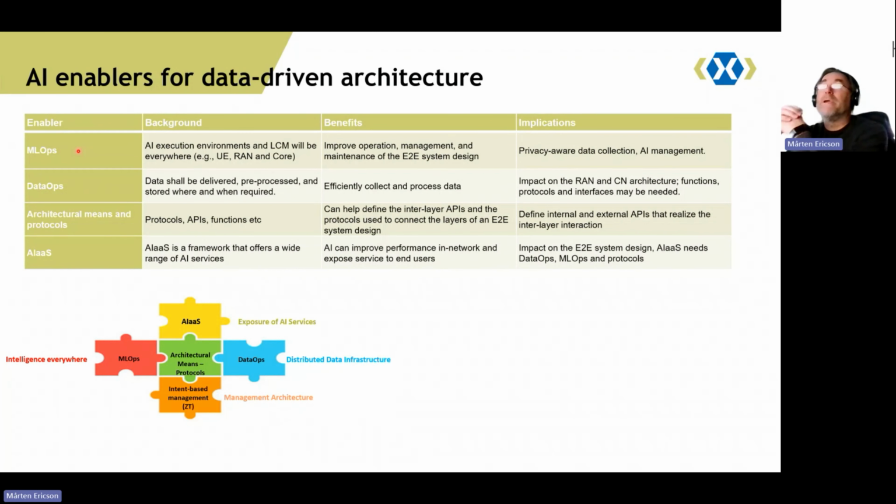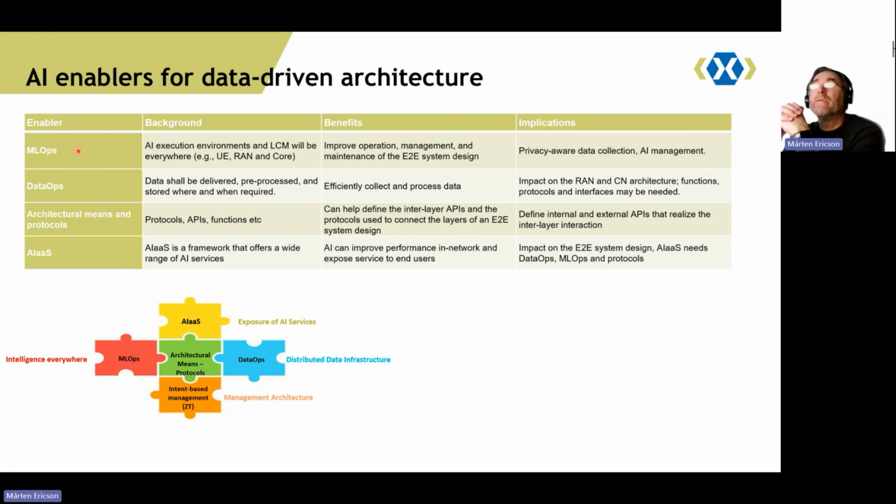With this enabler, we are working to enable ML or AI operations everywhere, in the UE, in the RAN, in the core. And for that, we need some sort of management and a way to deal with these models, how they can be run in the system. And also including security, of course, and privacy. But we also need data for that. The ML algorithms need the data, so that's the same thing here.